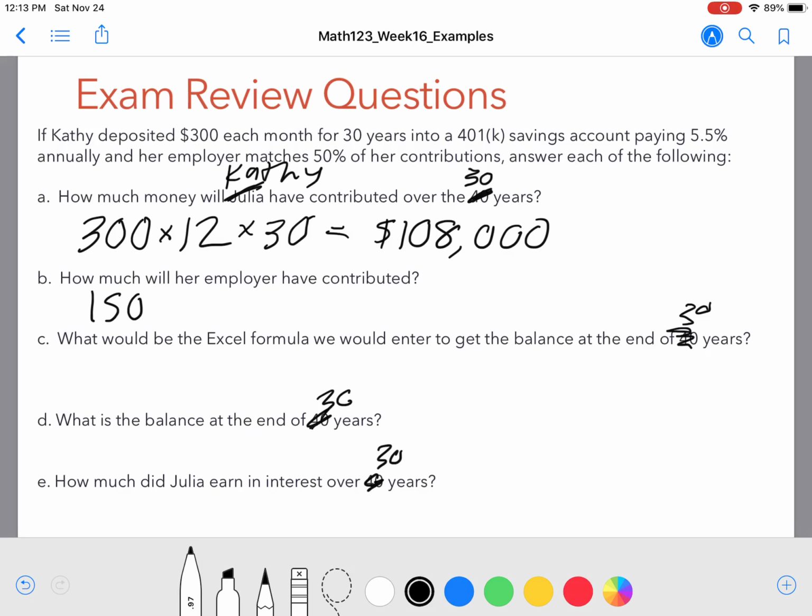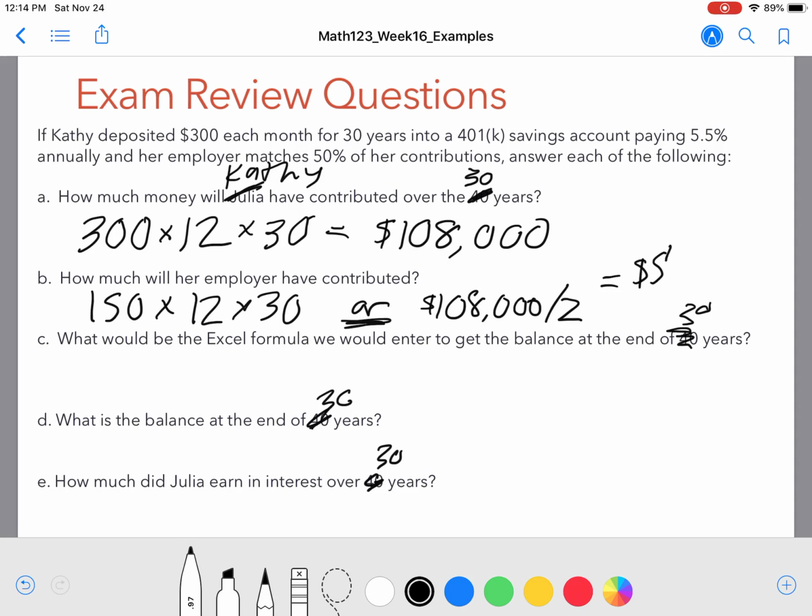If they match 50%, that means that they put in $150 every month. So you could do 150 times 12 times 30. Or you can just take the 108,000 and divide it by 2 because they match half of it. Either way is totally fine. We should get 54,000, whichever way we do it. So if you take the 108 and divide it by 2, or you multiply by 0.5, not 0.05, you should get 54,000, or you can take 150 times 12 times 30.